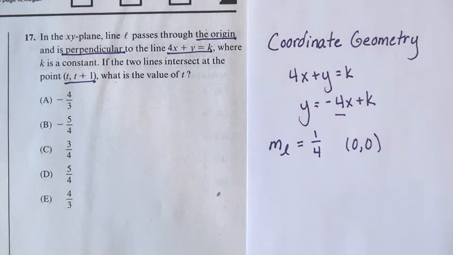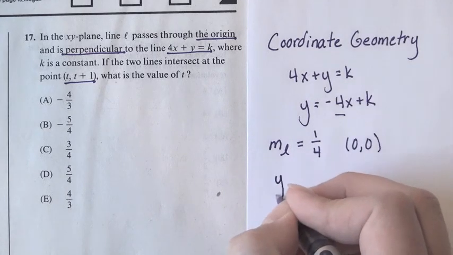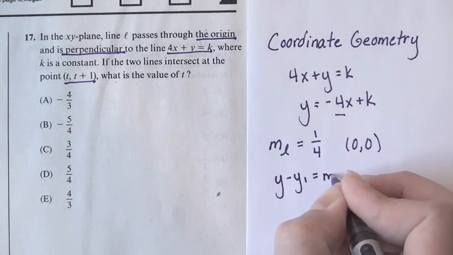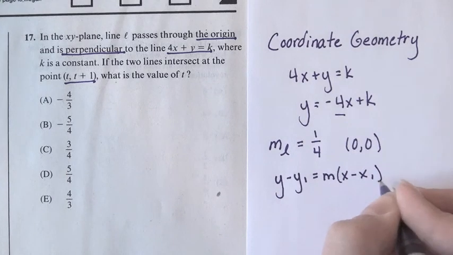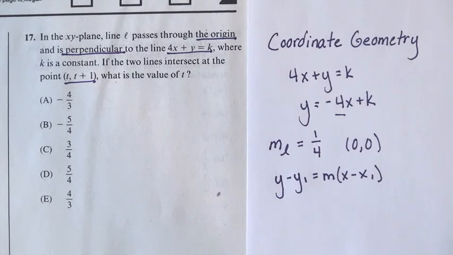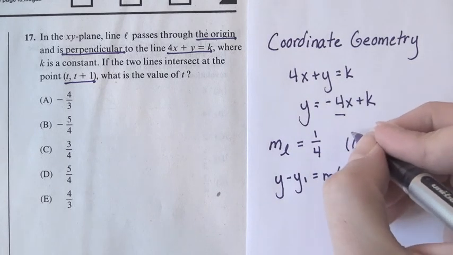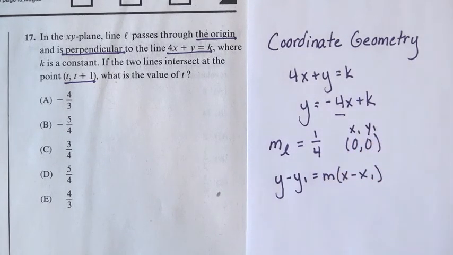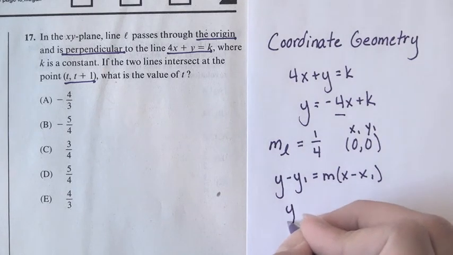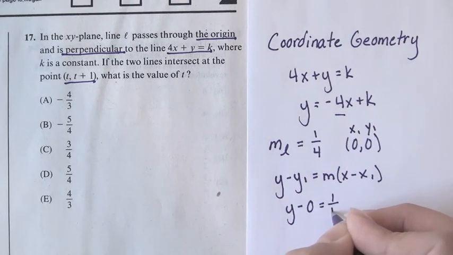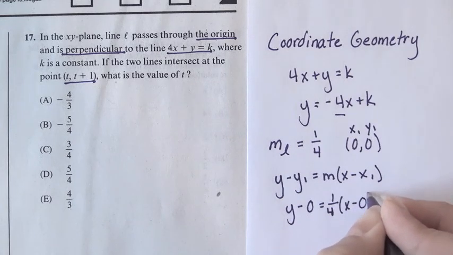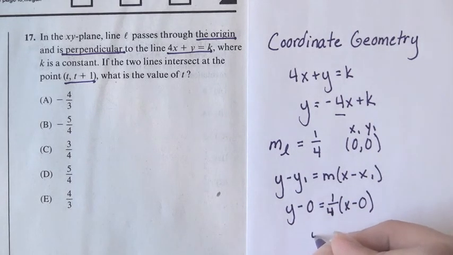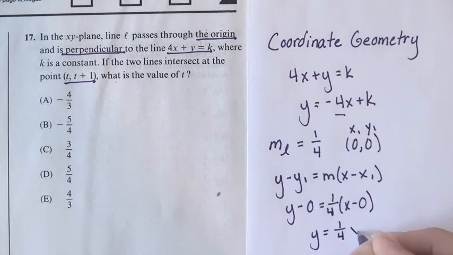When you've got a point and you've got a slope, the next place to go is the point-slope formula. So remember, that's y minus y1 is equal to m times x minus x1, where the x and the y stay x and y, and the x1 and y1 are the coordinates of the point that you know. So let's plug in everything we have. y minus 0 is equal to 1/4 times x minus 0, or to write this more simply, y is equal to 1/4 x. So now we have the full slope-intercept form equation of that mystery line L.